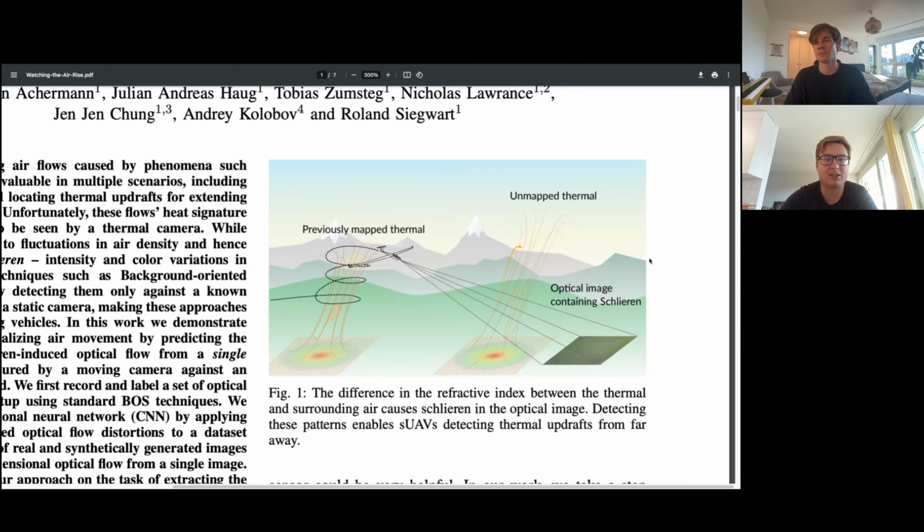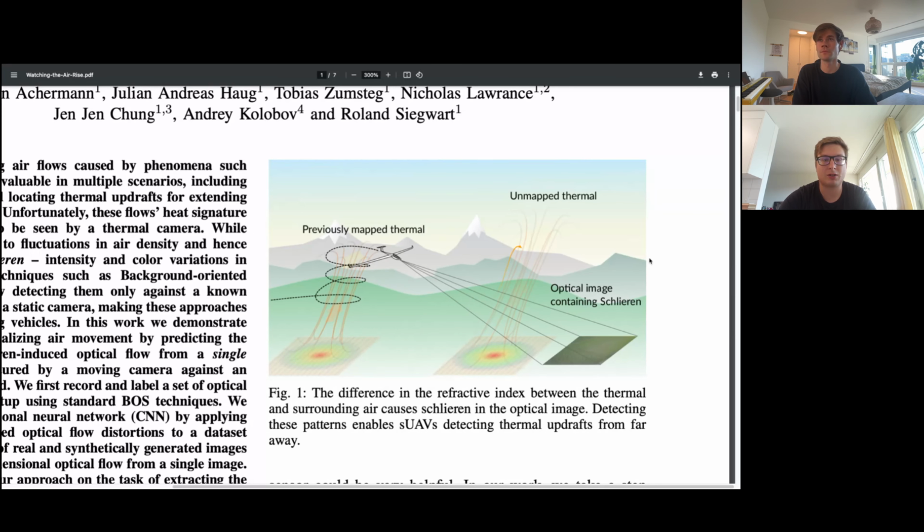Currently UAVs just fly around and hope to stumble upon one. So there's no targeted search, or at least for UAVs there are no clues implemented for where they could be. There exists some work based on history. So if you've once observed a thermal at a certain location, you might want to fly back, because there's a higher correlation that you can find one there.